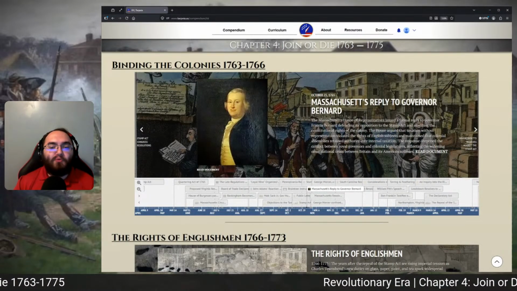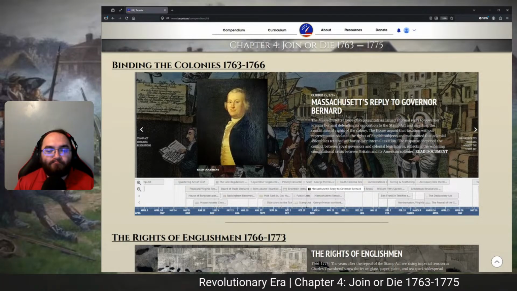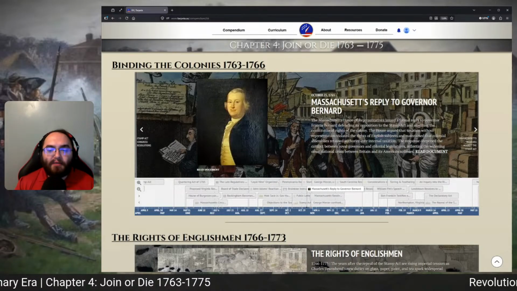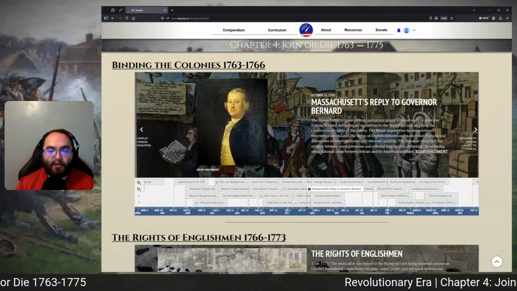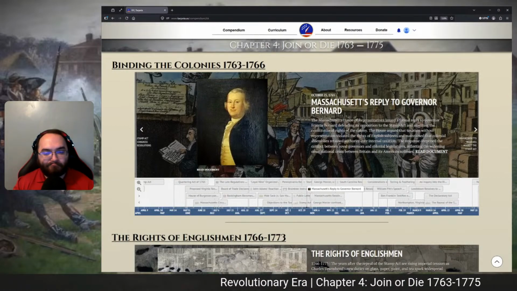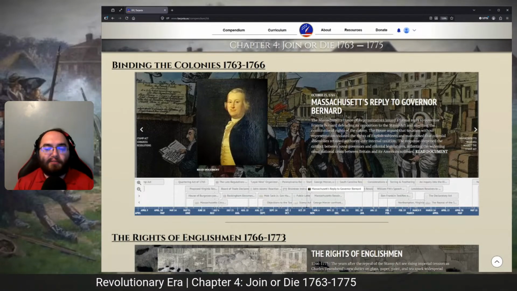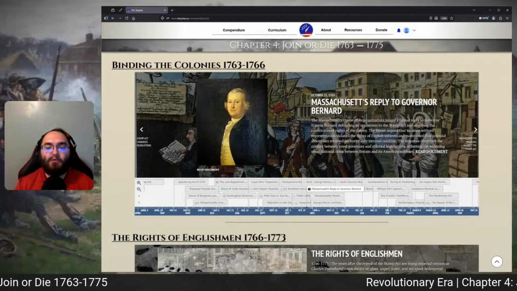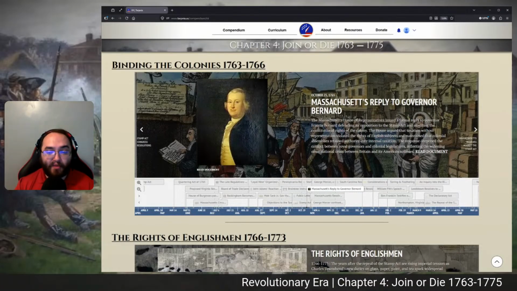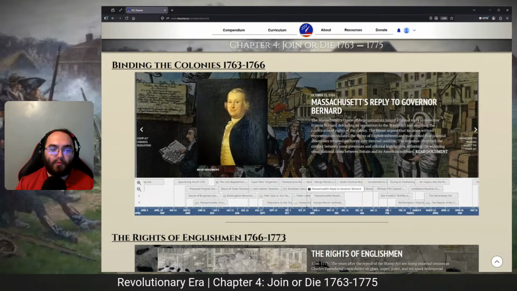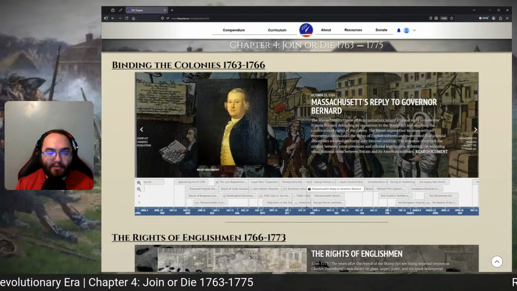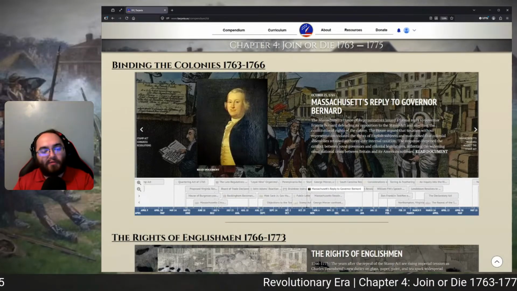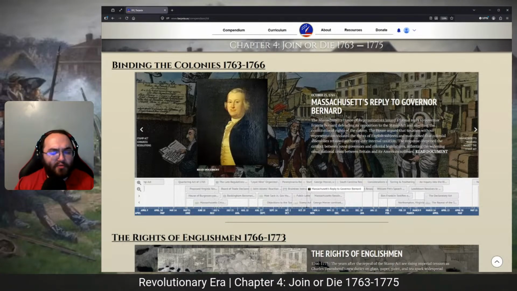Massachusetts will reply to Governor Bernard, and this is a formal reply by the General Assembly, defending its opposition to the Stamp Act and asserting the constitutional rights of the colony. The House argued that taxation without representation violated the rights of English subjects and maintained that colonial assemblies retained authority over internal taxation. The response deepened the conflict between royal governors and colonial legislatures. Keep in mind, in the Declaration of Independence, they're not just blaming the king, they're also blaming the royal governors. At least they mention the royal governors a few times.